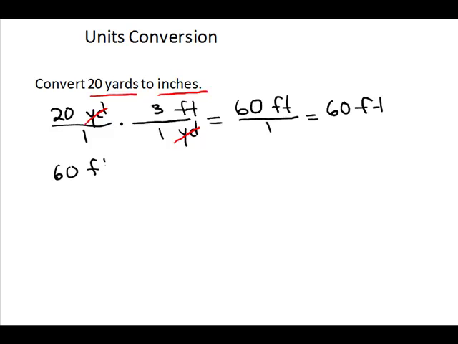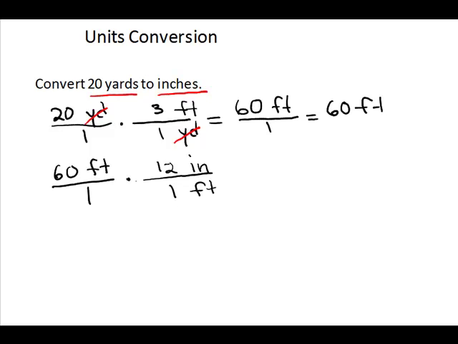60 feet. Make it look like a fraction. For our form of 1, we're going to get rid of feet, so it should go in the denominator. We want to get inches. And we do have that relation. It is 12 inches to 1 foot. So we'll fill that in.